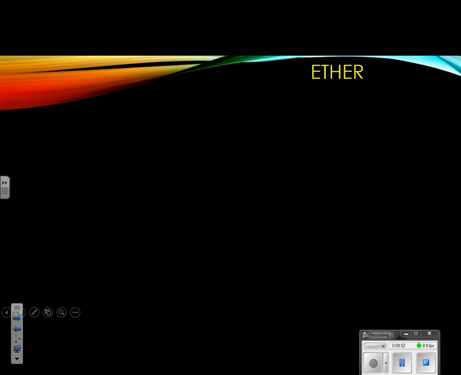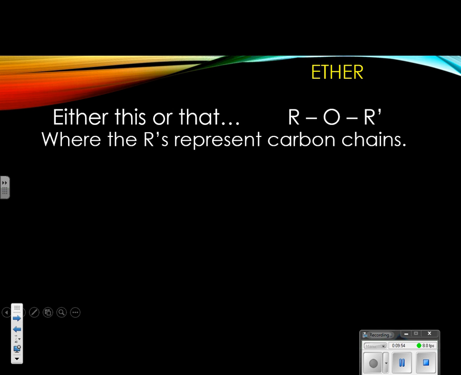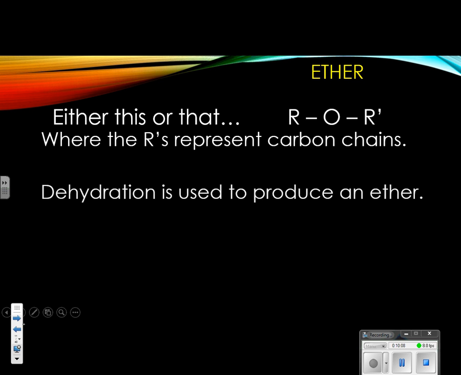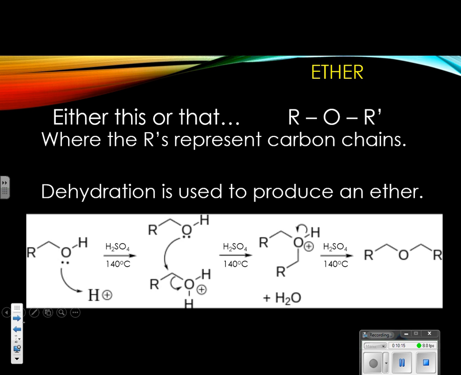So let's talk about ethers really quickly. I like to think of ethers as either this or that, and that'll help you remember how to name them also. The R's represent carbon chains. The R prime just means it could be the same or different carbon chain coming off there. Dehydration is used to produce an ether. Remember I talked about that on the previous slide but didn't really go into it.